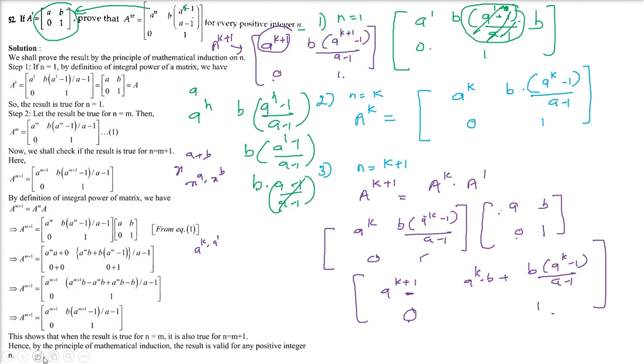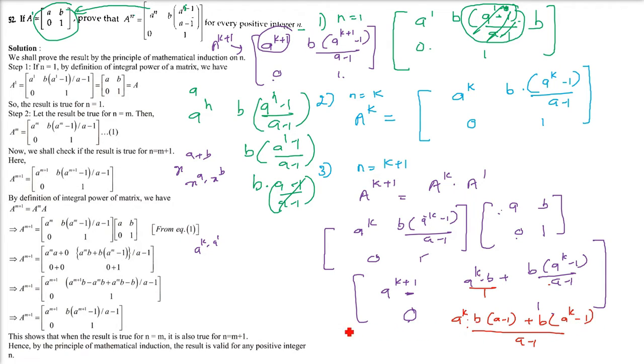This only is the thing which we see, it should come as b into a raised k plus 1 minus 1 by a minus 1. This has to come like this. So let us see this. So I am doing it here. The base will be, I am taking the LCM a minus 1. So this will be multiplied: a to the power k b into a minus 1 plus b into a raised k minus 1.